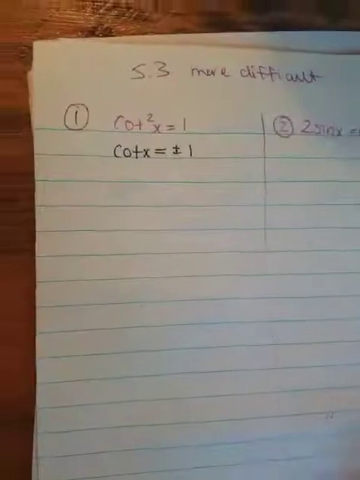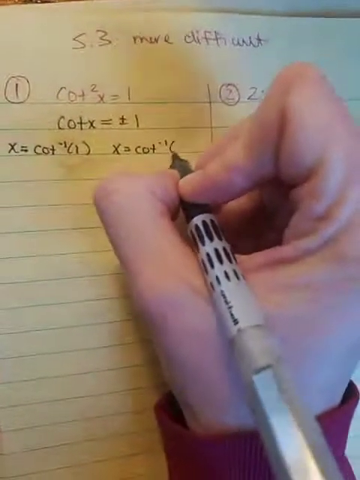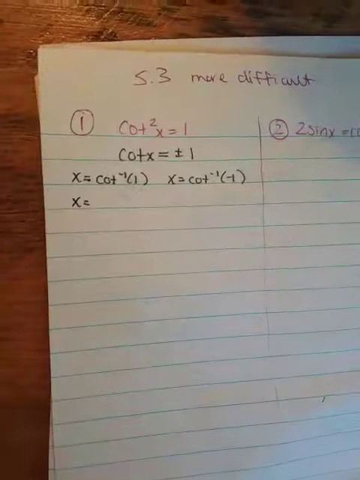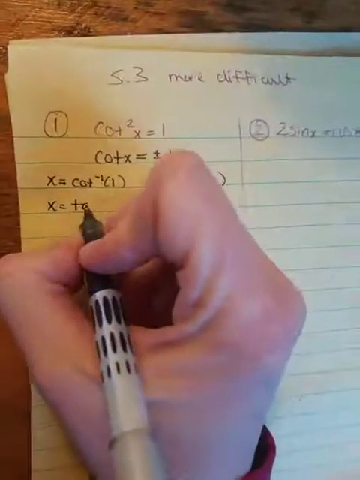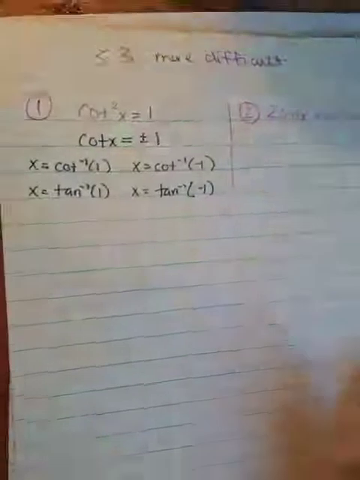Okay, so you take the square root of both sides, you're going to get the cotangent of x equals plus or minus 1. So that means x equals the cotangent inverse of 1, and x equals the cotangent inverse of -1. Again, it's easier to think of it in terms of tan for some of us. So it also means x equals the tan inverse of 1, because the reciprocal of 1 is just 1, and x equals the tan inverse of -1 for the same reasoning.